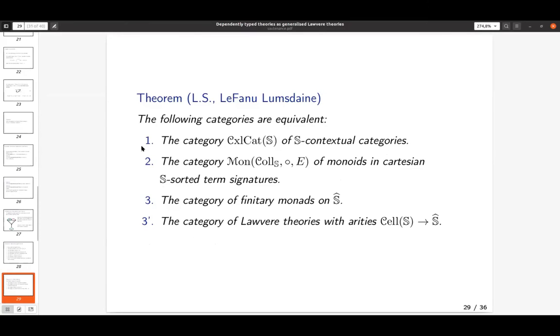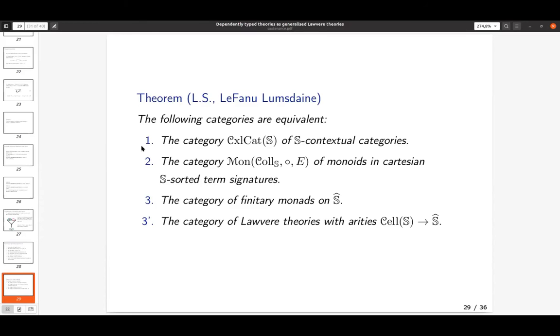Okay, and so this is the main result, if you like. At least for the moment, this is still a work in progress, which is that we have equivalences of categories between the category of S contextual categories and the category of monoids in Cartesian S-sorted term signatures, the category of finitary monads on S, and the third statement can be rephrased using the terminology of Lawvere theories with arities.